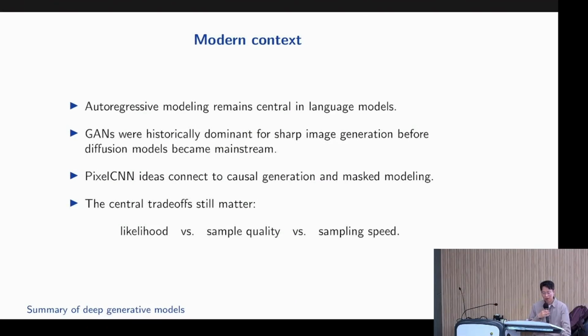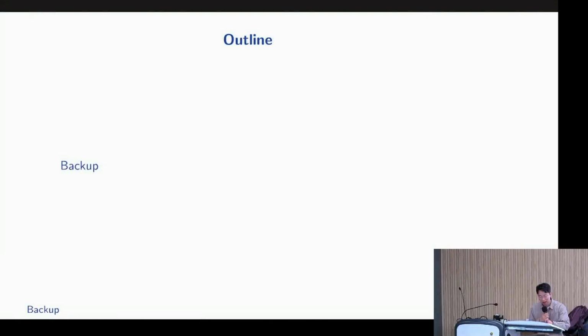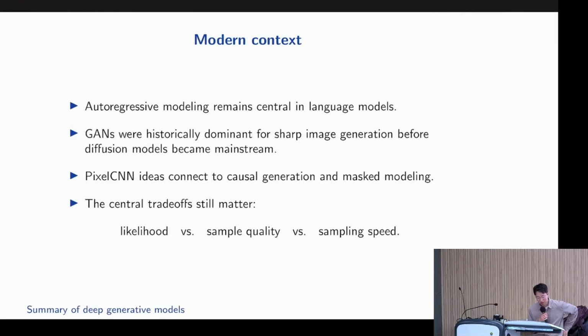And these days, autoregressive modeling remains central in language models, like we saw. And GANs were dominant in 2014, 15, 16, 17. But these days, diffusion models have taken over for image modeling. But the central trade-offs still matter, likelihood versus sampling quality versus sampling speed. And we will cover diffusion models, I don't know when, but maybe in several lectures.